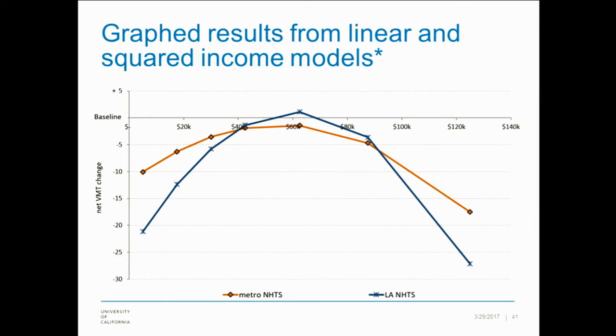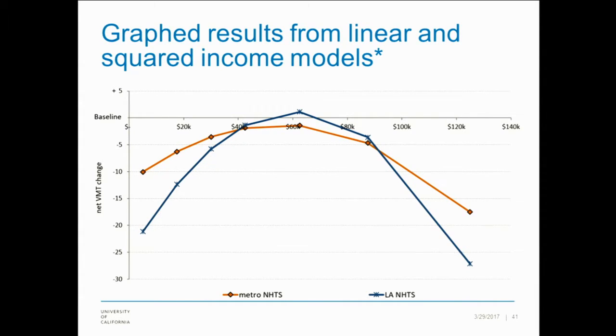VMT. Now, as I said before, these models are a little funky because the data are a little bit less reliable in the following sense. Those middle income categories are very small in the LA data specifically, and in general, that's true across the board for the NHTS. The middle income categories don't have as much representation. So that's the graphed results from that model.